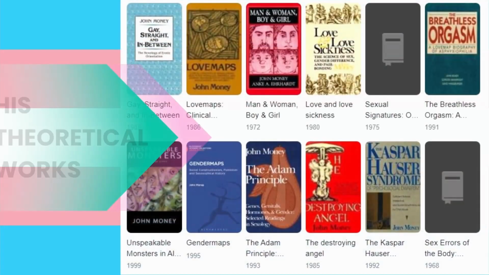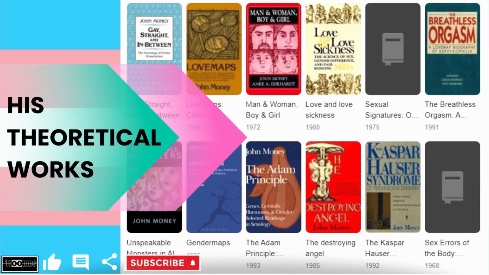Now, coming to John Money's academic pursuits, he did his doctoral dissertation on hermaphroditism from a psychological angle. Until then, hermaphroditism, also known as intersexuality, was only explored from a biological standpoint. So hermaphroditism, if you don't know, is a condition where a person is born with ambiguous genitalia.